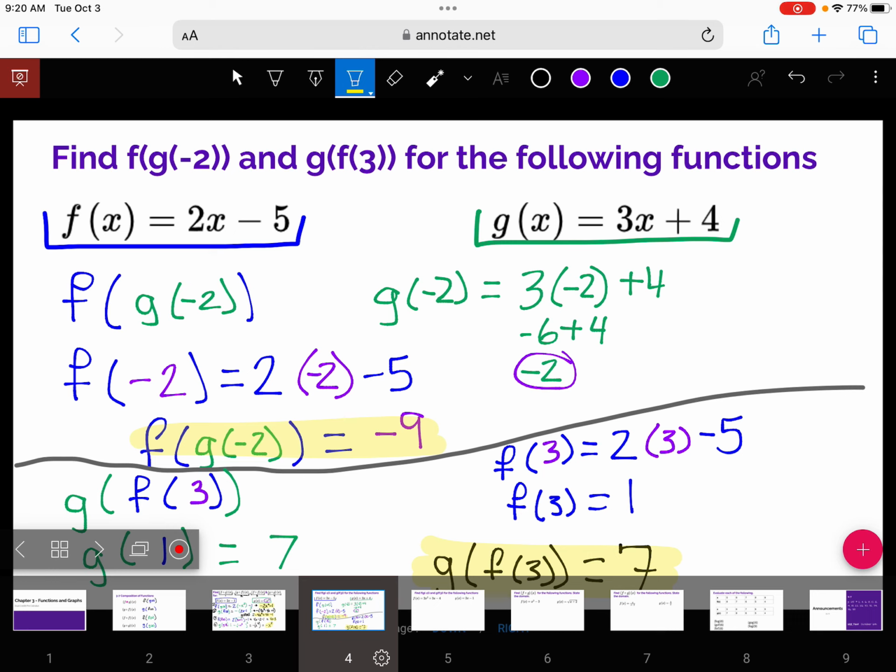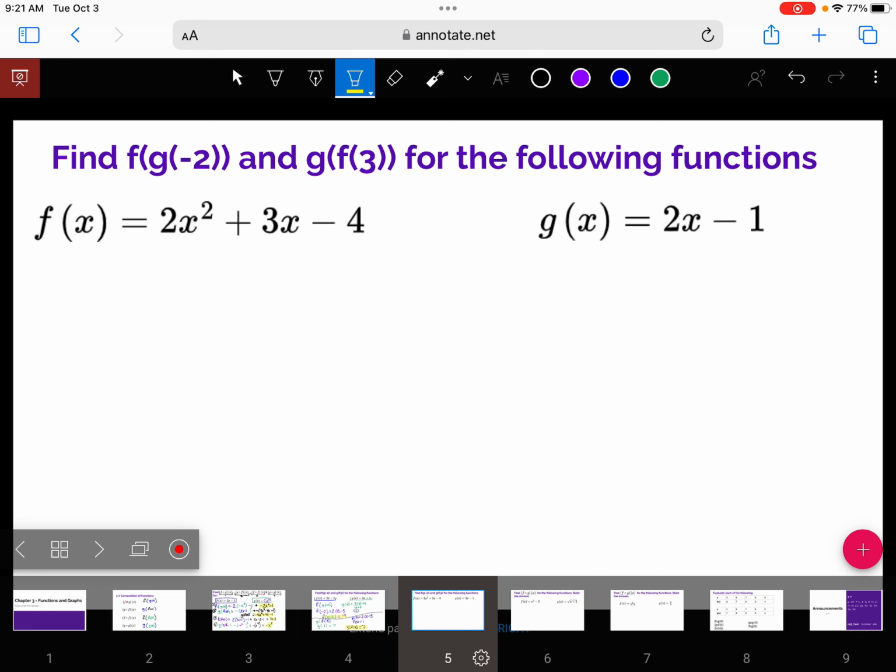Since I know f of 3 equals 1, we're doing g of 1. So if we substitute in 1, 3 times 1 plus 4. Okay? Ready? Or need a second? I didn't hear any objections.